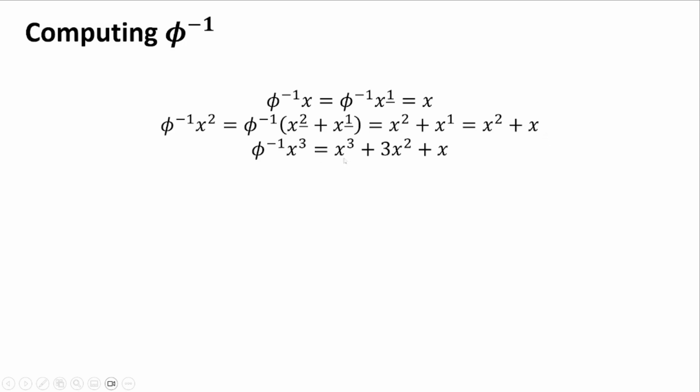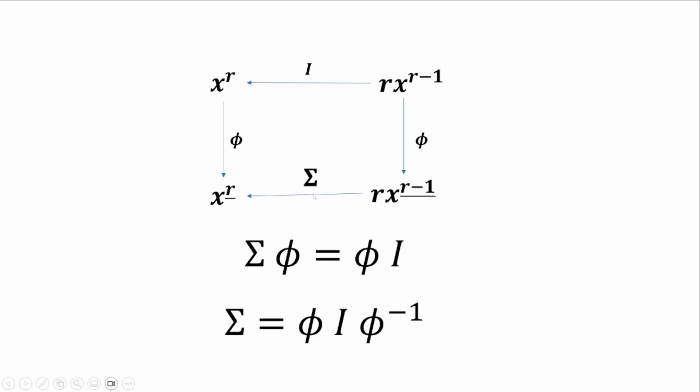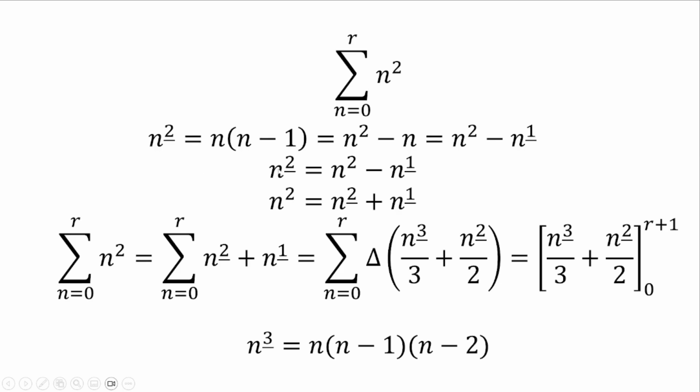Phi inverse of x cubed can be derived as we did previously. Let me show you. N to the falling 2 is n multiplied by n minus 1. We distribute the terms and we get n squared equals n to the falling 2 plus n to the falling 1. If we need n to the falling 3, we open the brackets, collect the like terms, and then evaluate n cubed in terms of the falling powers.